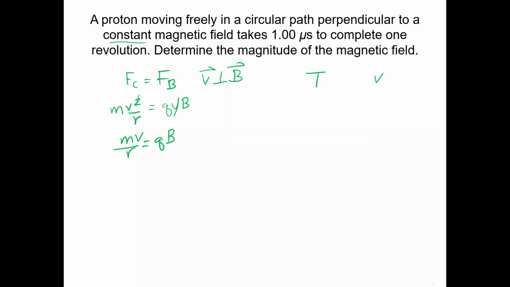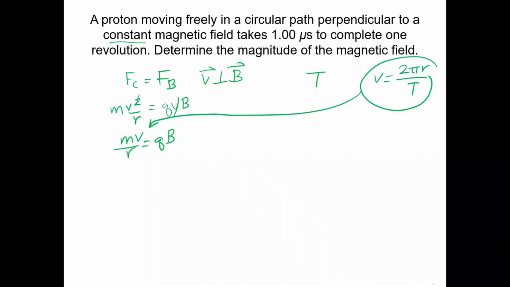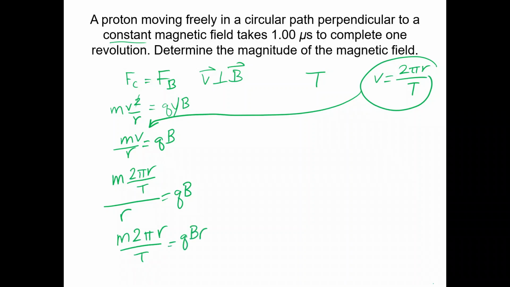So I know that speed is distance over time, in a circle that's going to be 2 pi r over my period. So I can take that 2 pi r over my period and substitute it in over here for v. So I get m times 2 pi r over the period, over r, is equal to qB. I don't like having that r over there in the denominator, so I'm going to multiply it over and get m 2 pi r over period is equal to qB times r. That's just a lot easier for me to see. And now I can see that that radius actually cancels out.